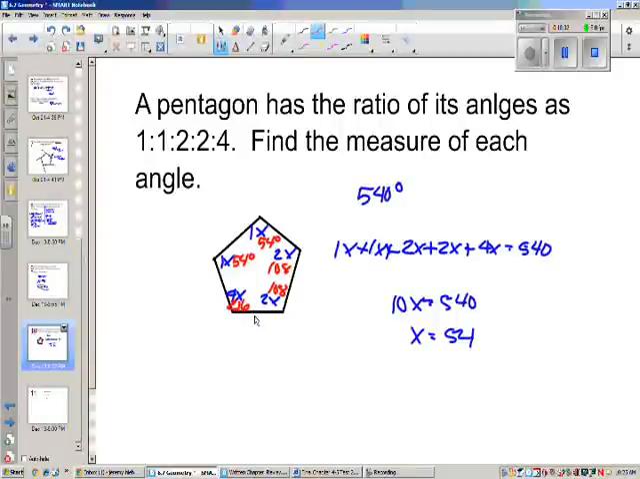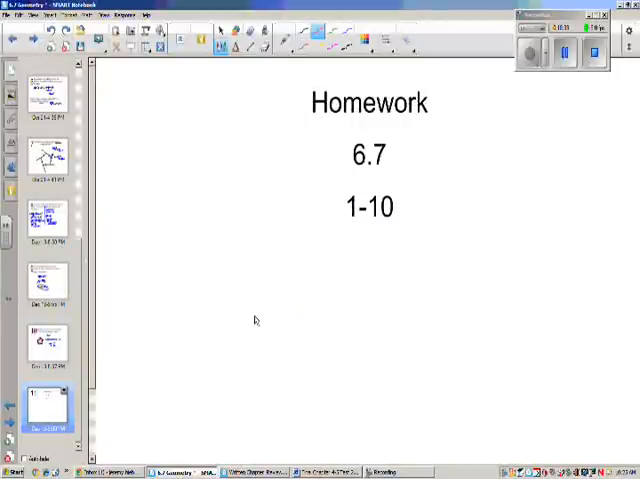Right? So I hope this helps you with your homework. I apologize for some of the errors. We made it through. Your homework is 6-7, numbers 1 through 10.